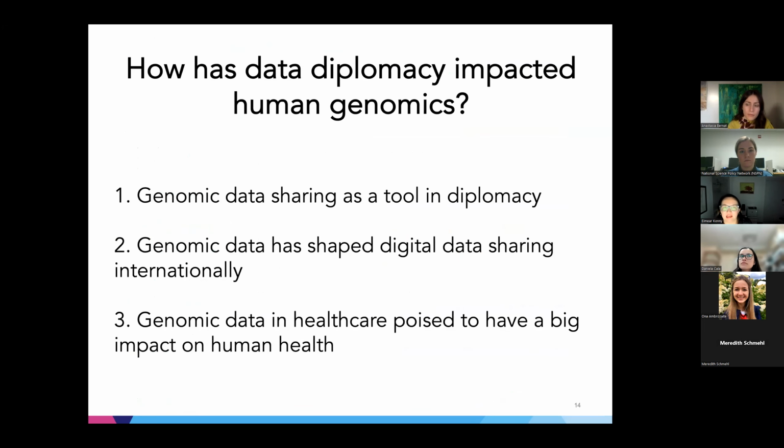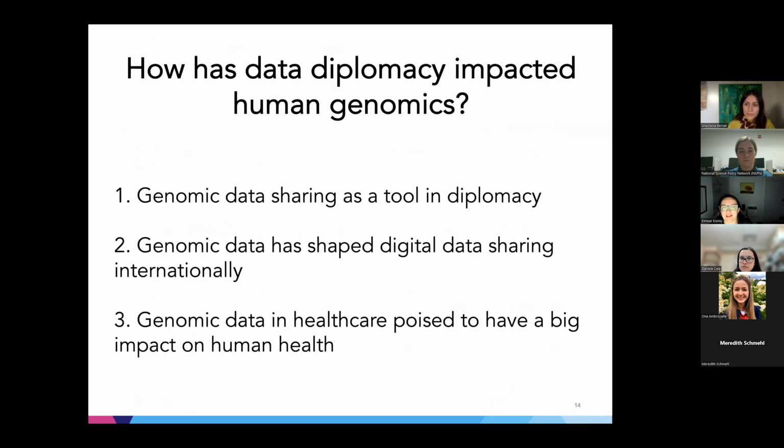So I wanted to think about this question of how has data diplomacy impacted human genetics, and I really couldn't figure out if it was how has data diplomacy impacted human genetics or how has human genetics impacted data diplomacy. I'm still not sure about that one. Maybe at the end of the talk we can have a conversation about that.